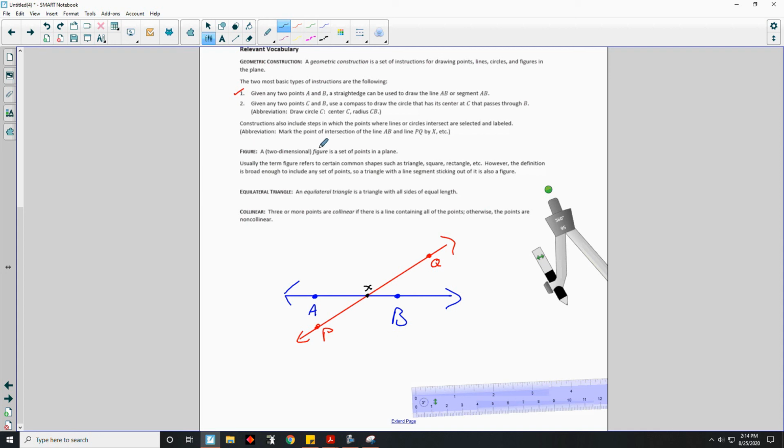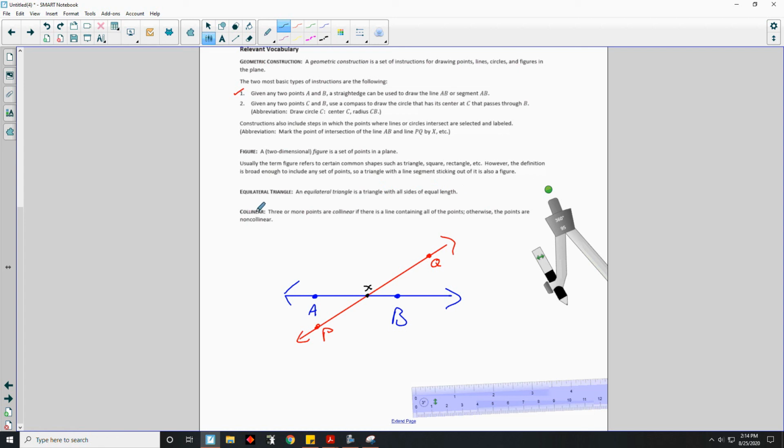Figure. A two-dimensional figure is a set of points in a plane. Usually the term figure refers to certain common shapes such as triangle, square, rectangle, etc. However, the definition is broad enough to include any set of points, so a triangle with a line segment sticking out of it is also a figure. Equilateral triangle is a triangle with all sides of equal length.